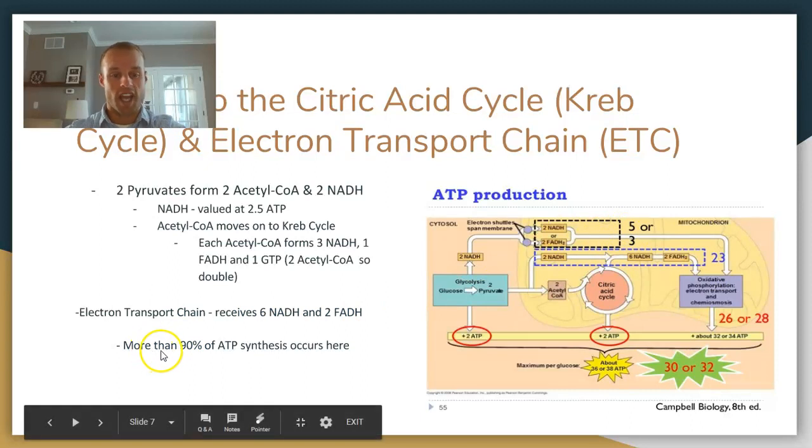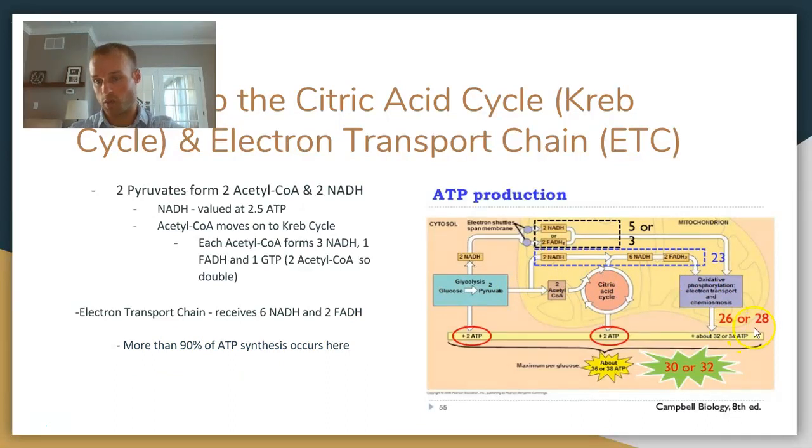Down here, it says more than 90% of ATP synthesis occurs in the electron transport chain, which is the 26 or 28.